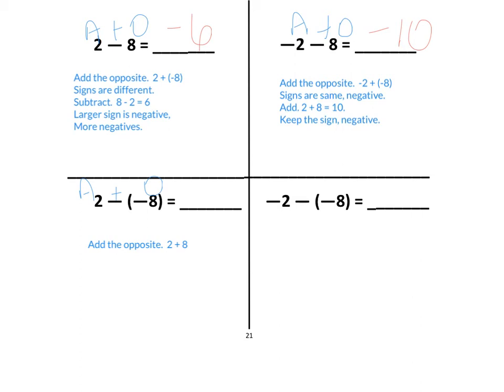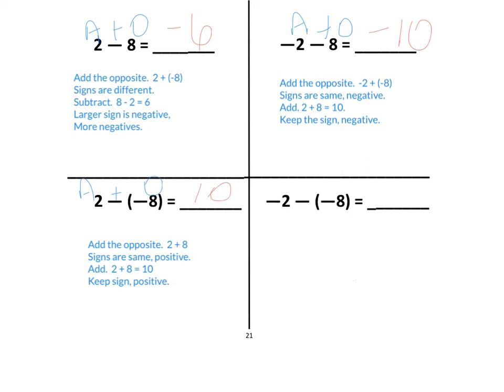so our 2 minus negative 8 turns into 2 plus 8. Now we follow the rules of addition. The signs are the same, positive. This means we can add 2 plus 8 equals 10, and we keep the sign, which is positive. So our answer to 2 minus negative 8 happens to be positive 10.